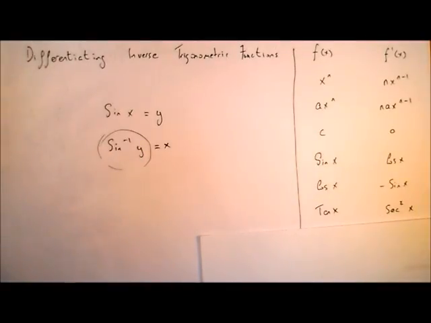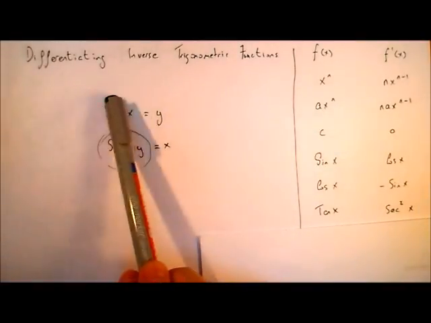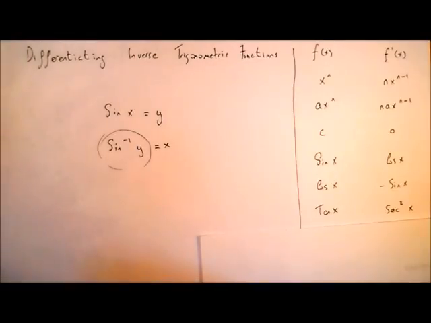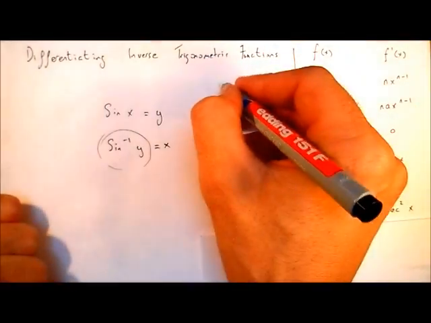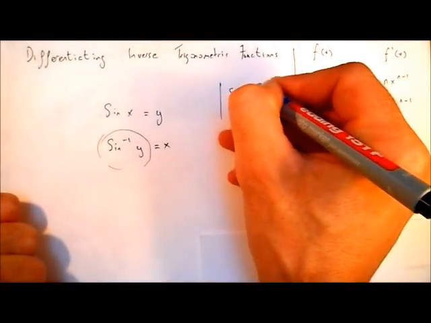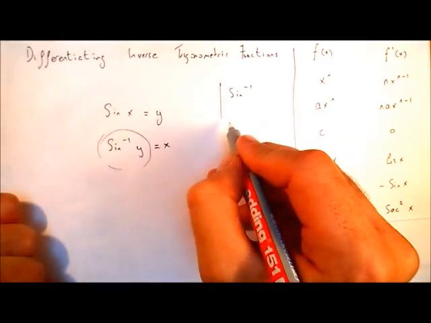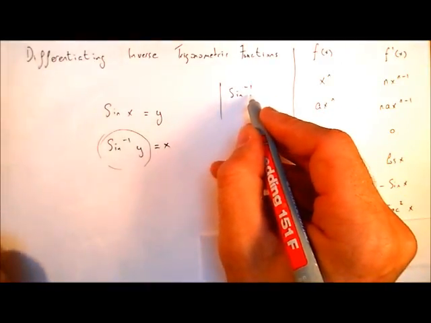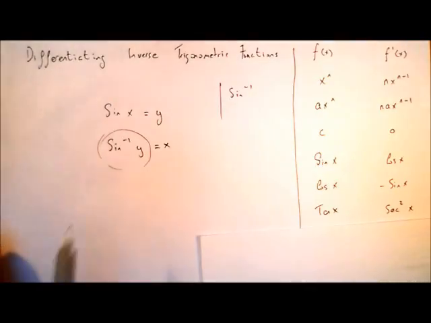Okay, we're going to have a look at the next thing in differentiation, and that's differentiating inverse trigonometric functions. So let's have a look first of all at what I mean by an inverse trigonometric function. It's the button on your calculator that has a sine or a cos or a tan, and it's got a -1 up here. This is the inverse trigonometric function. So let's have a look at an example.